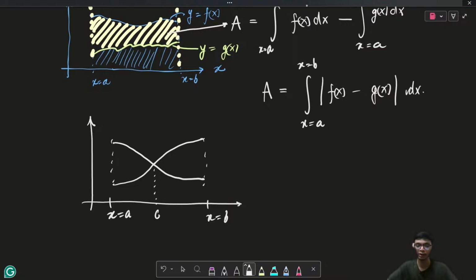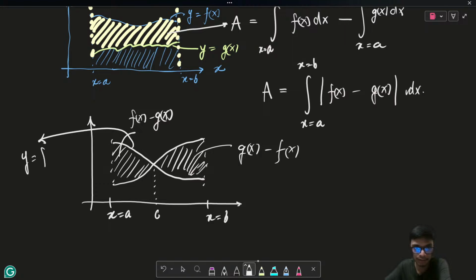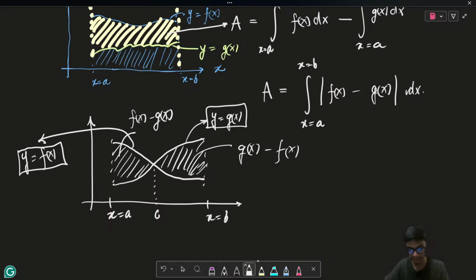So in this case, for this particular part of the area, it is going to be f of x minus g of x, and for this part of the area, it is going to be g of x minus f of x. Okay, so please note that depending upon what the sign is, this particular function is y equals f of x, and this particular function is y equals g of x, right? So once we have these two concepts and ideas clear, then we can solve any types of questions that can come to us, right?